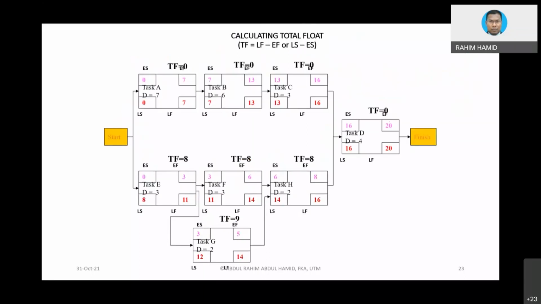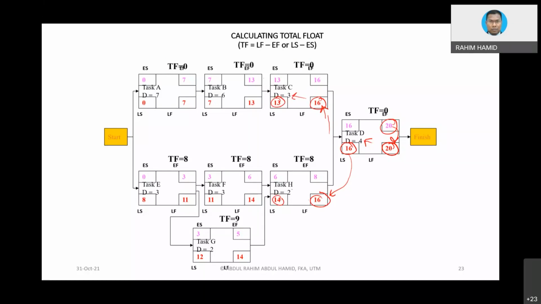Here, 20, you copy back into here, and then you deduct the duration within the box. Okay, 20 minus 4, you get 16. Then you transfer according to the line here, going into this 16. Transfer first, 16. Then you calculate, you deduct within the box. Okay, 16 minus 3 equals 13. And then for H, 16 minus 2 equals 14.